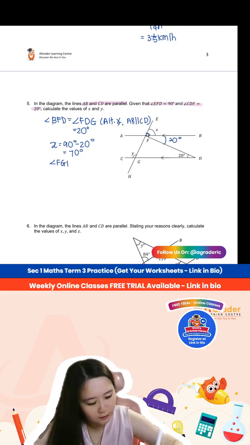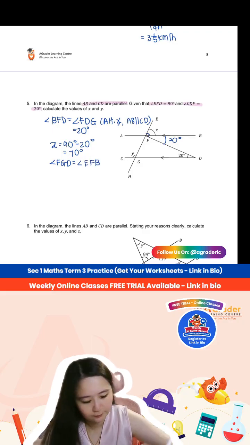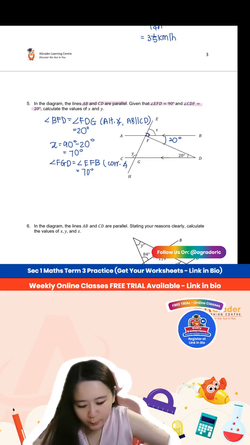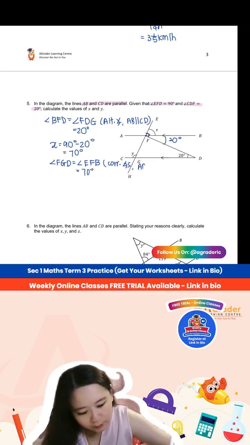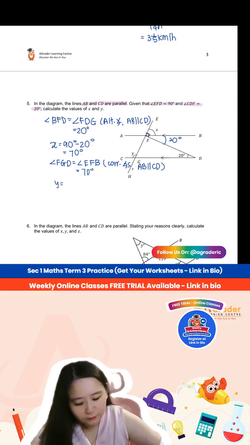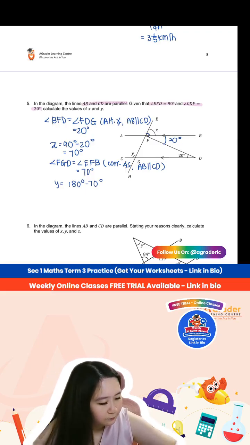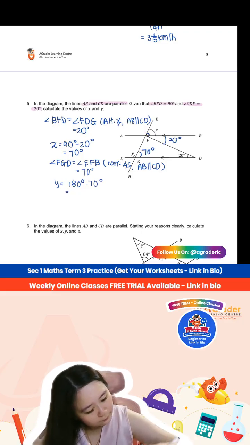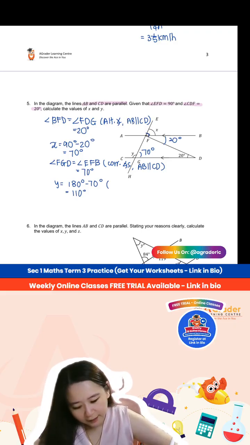Angle FGD equals angle EFB, which equals 70 degrees, using corresponding angles, AB parallel to CD. So y equals 180 degrees minus 70 degrees. Here is your 70. Okay, angles on a straight line.